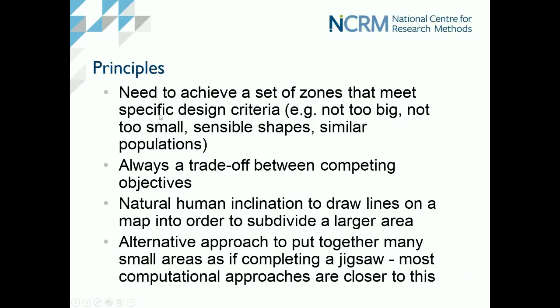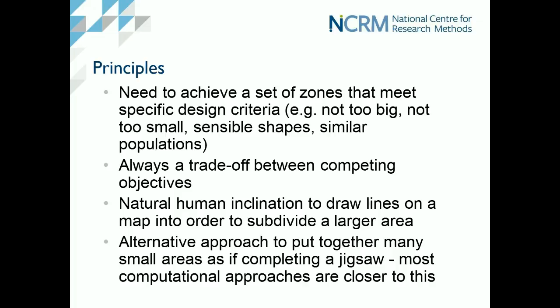So here are the principles. We want to achieve a set of zones that meet specific design criteria. Maybe they're not too big, not too small, sensible shapes, similar populations. And we have to recognise from the very start that any solution that we come up with is going to be a trade-off between competing objectives.